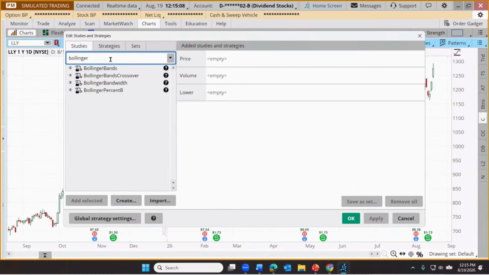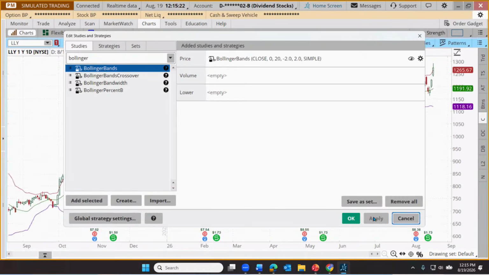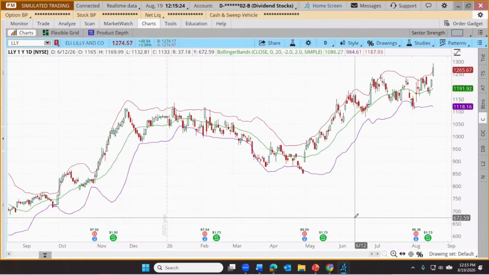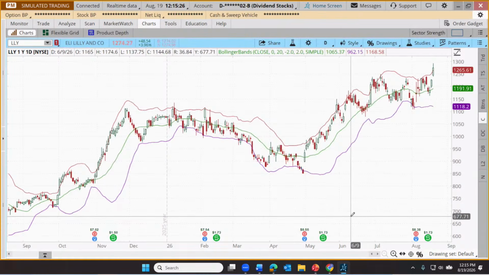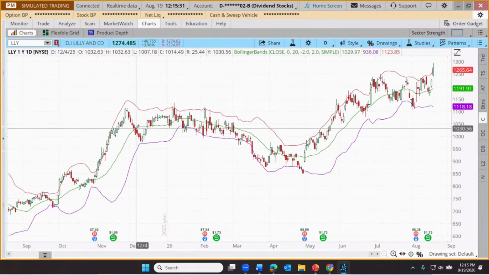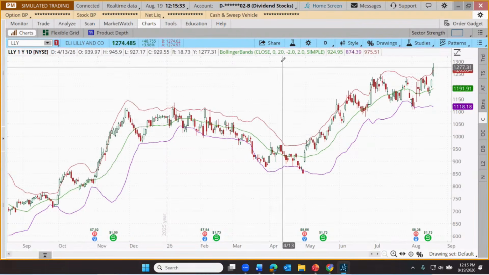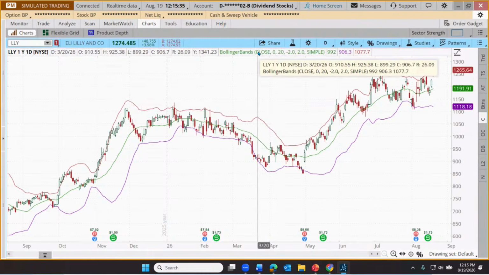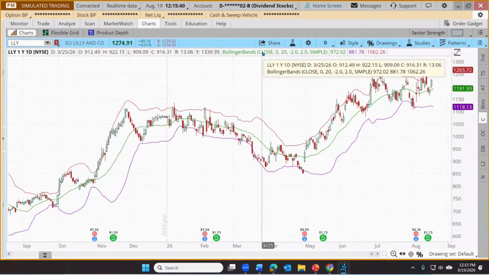Another study that's commonly used by traders who are maybe struggling to identify price floors and price ceilings, price highs and price lows. Let's choose Bollinger Bands. Let's click Add Selected and click Apply. Now, if you're not familiar with the Bollinger Band, it consists of 3 lines. We have, first of all, our center line. That's sort of a key line here. If we look up here next to the words Bollinger Bands, you'll notice it says close. This uses closing values in the construction of this indicator.